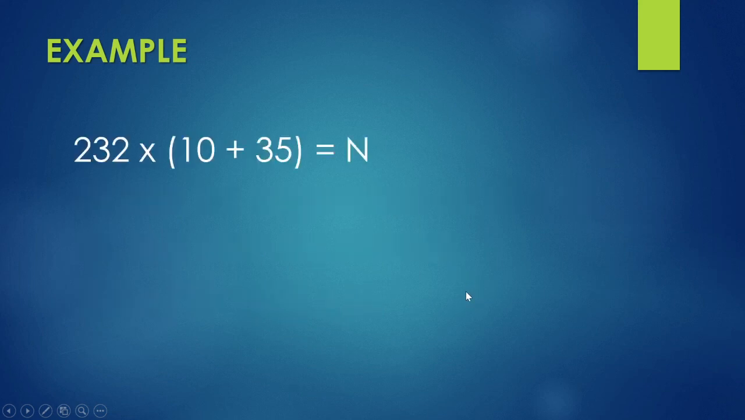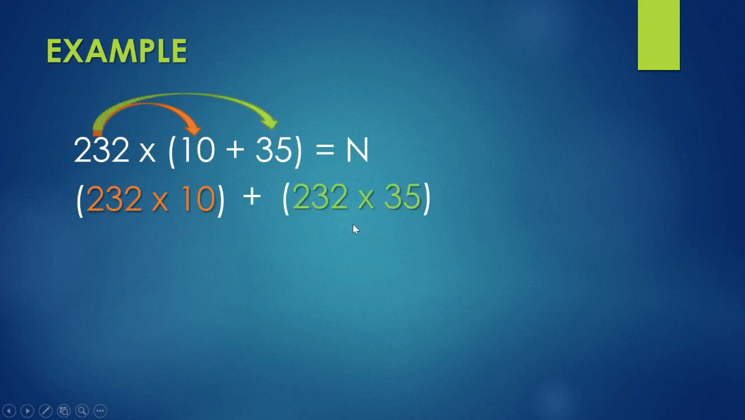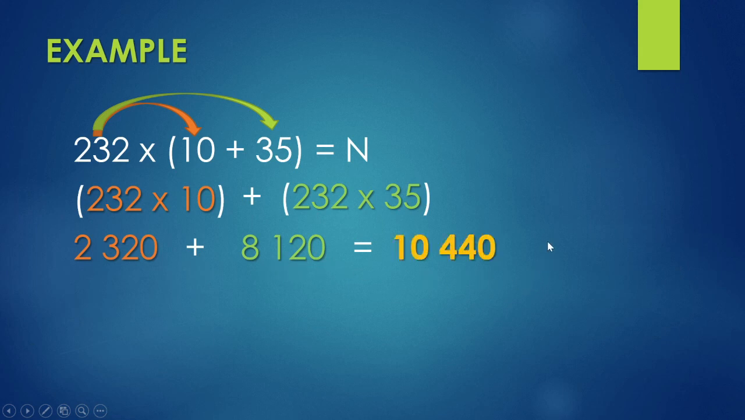Now let us apply the DPMA. So 232 times 10, then 232 times 35. Okay, 232 times 10 is 2,320, right? Then 232 times 35. In this case, again, you're not allowed to use a calculator, so you have to multiply this manually using the long method. Multiplying this, we will have the result 8,120. And adding them, we have 10,440.